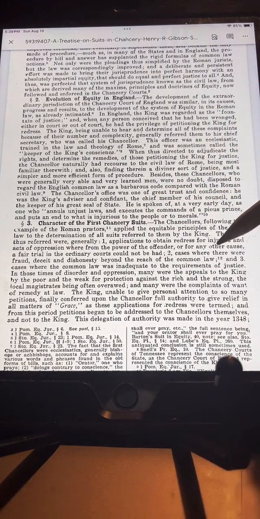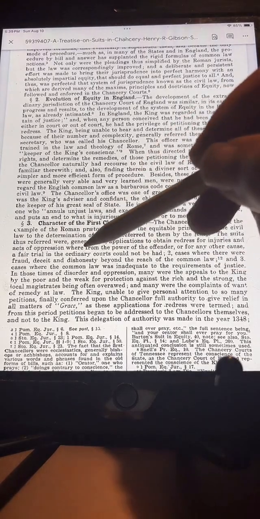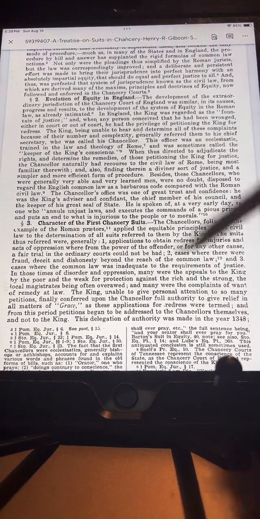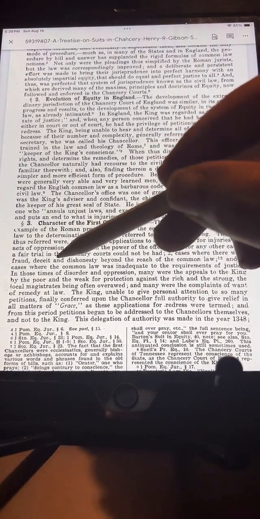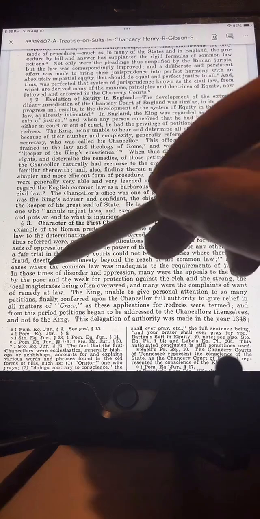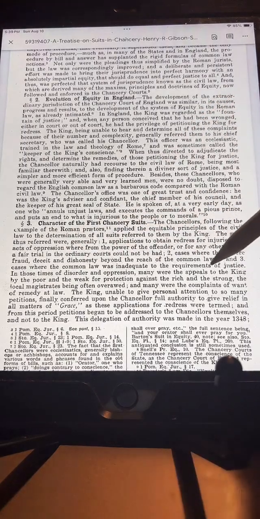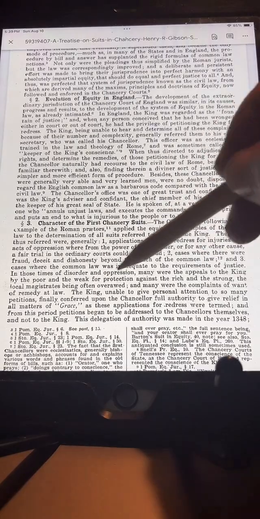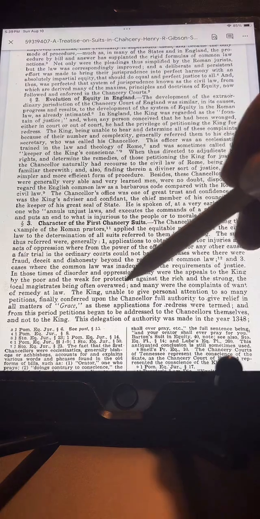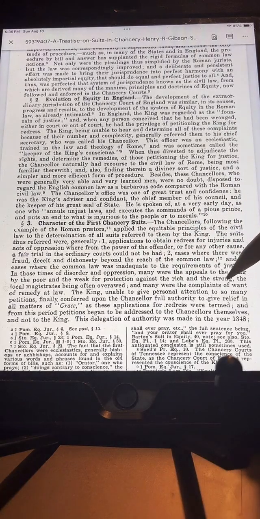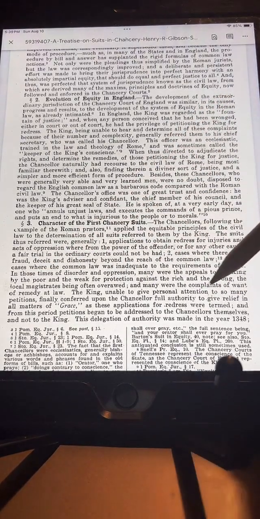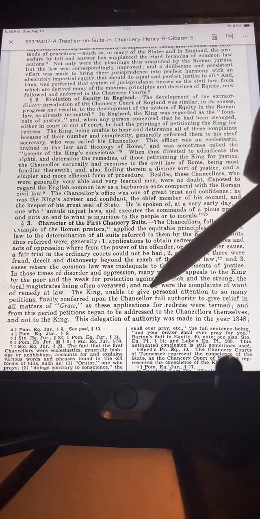Cases where there were fraud, deceit, and dishonesty beyond the reach of the common law. See what I mean? And the cases where the common law was inadequate to the requirements of justice. In those times of disorder and oppression, many were the appeals to the king by the poor and the weak for protection against the rich and the strong, the local magistrates being often overawed, and many were the complaints of remedy at law.